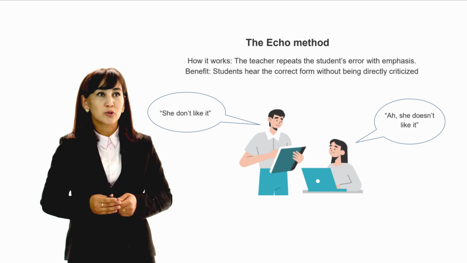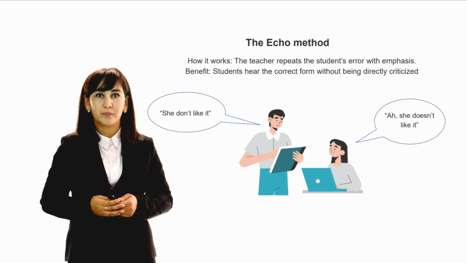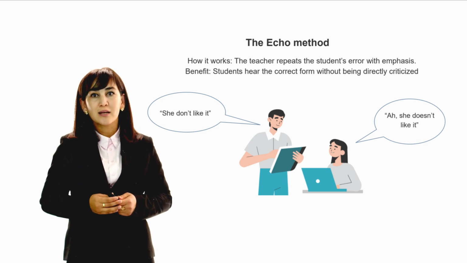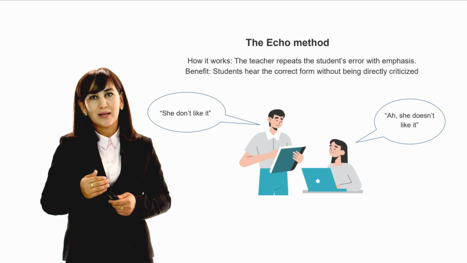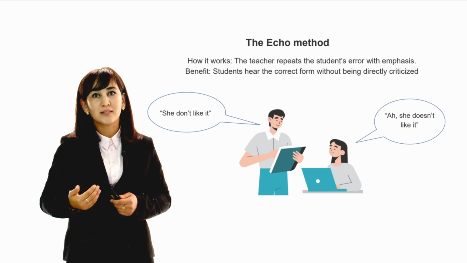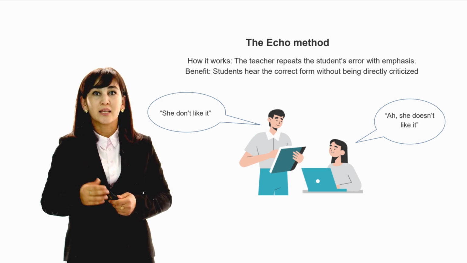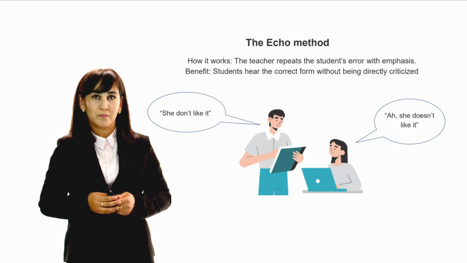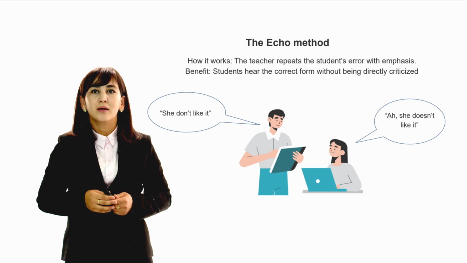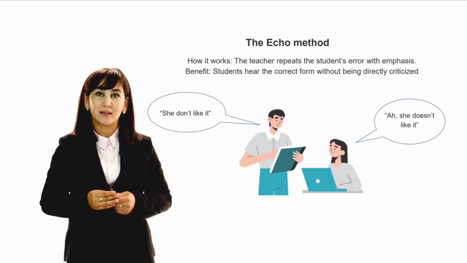And now let's look through some specific correction techniques, such as the echo method. Here, when a student makes a mistake in his or her speech, we can stop the student and repeat the same sentence back to the student, but raising our tone to emphasize that very mistake. For example, the student says, "he go to school," but the teacher says, "he go to school?" and here the student can identify his own mistake and correct it himself.